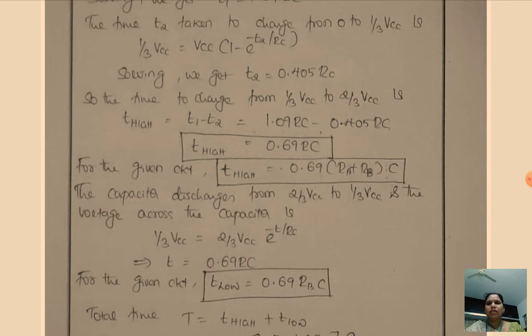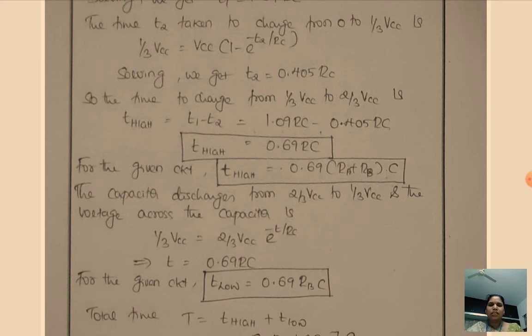The time taken to charge from 1/3 VCC to 2/3 VCC is nothing but the on period time, so it is taken as T high. The difference between T1 and T2 is equal to 0.69 R into C. For the circuit we are analyzing, the resistance is the sum of RA and RB, so replace this R with RA plus RB. T high can be written as 0.69 into (RA plus RB) into C.